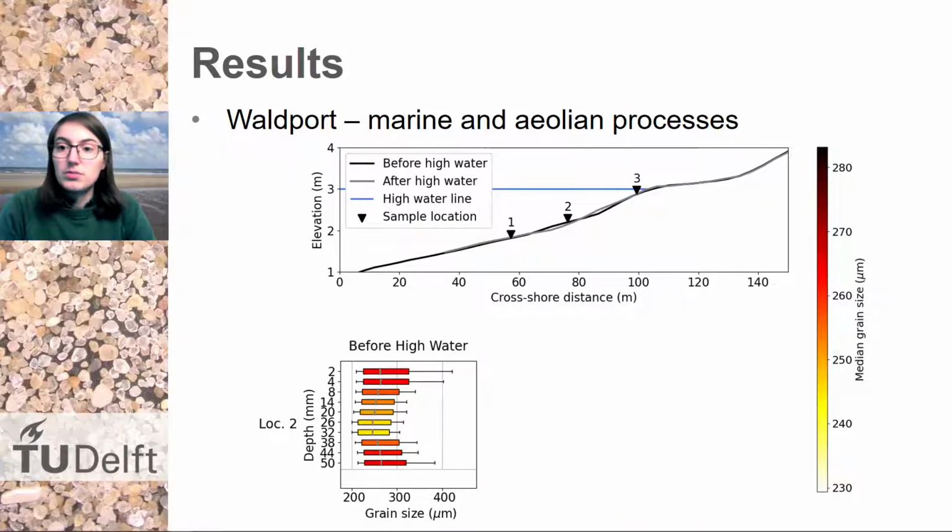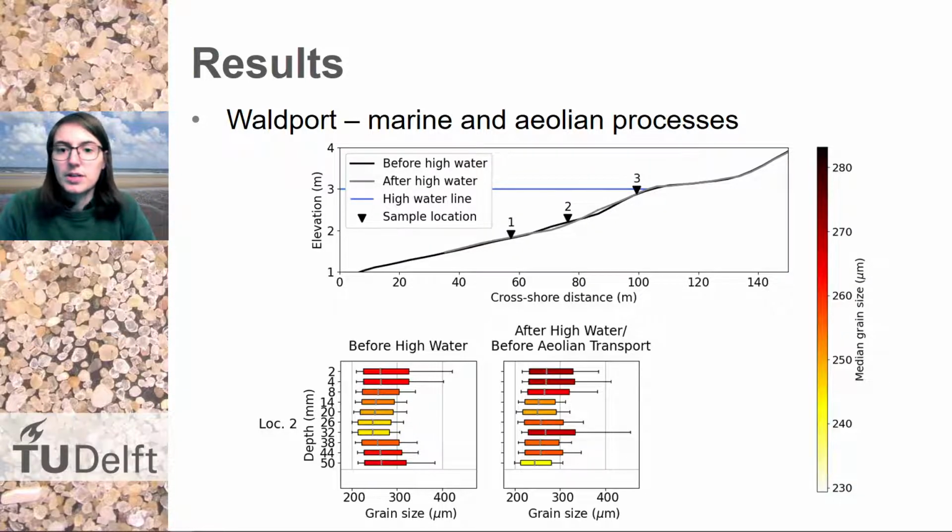For location 2, we saw a very nice gradient, so coarse material at the top and then fining downwards with some coarse material below 38 millimeters. After high water, however, we see a bunch of change. We see wider grain size distributions and a clear gradient is gone. And that could well be related to morphological change, because there's a lot of sediment movement when that happens, and that could result in these big changes in grain size.